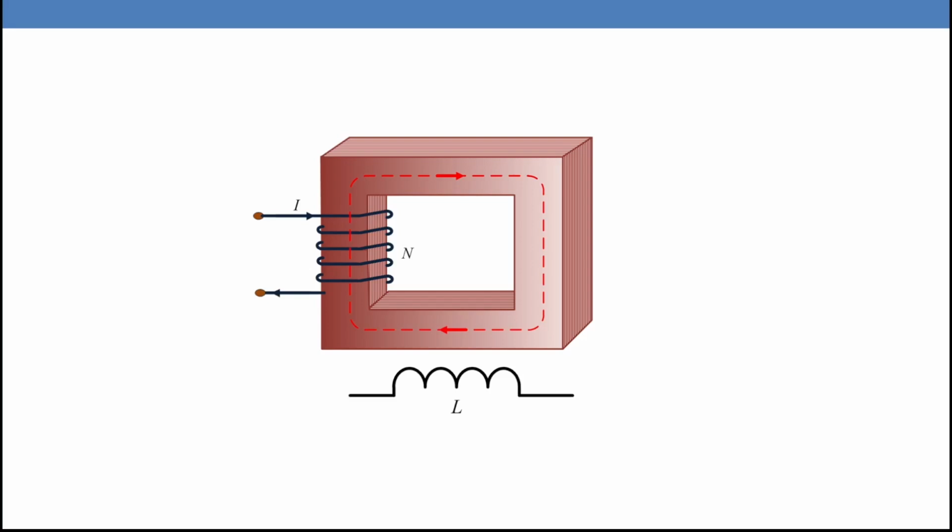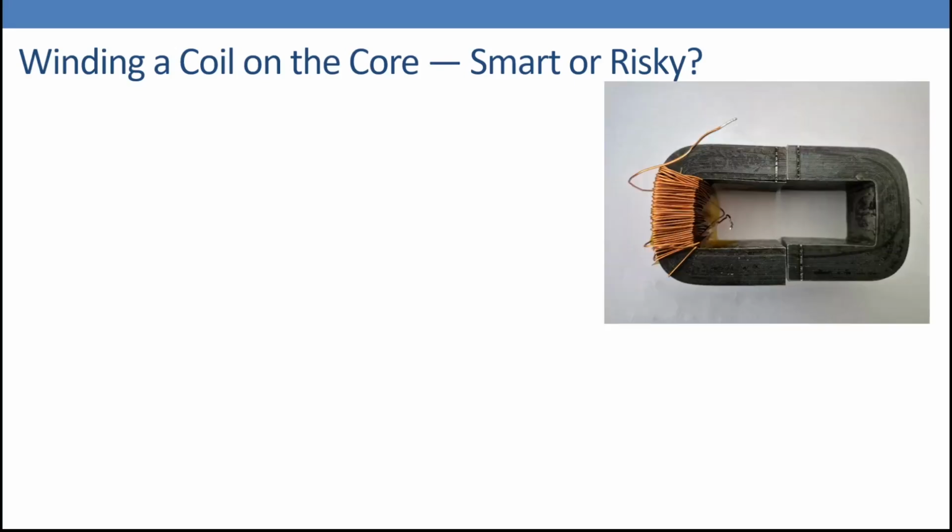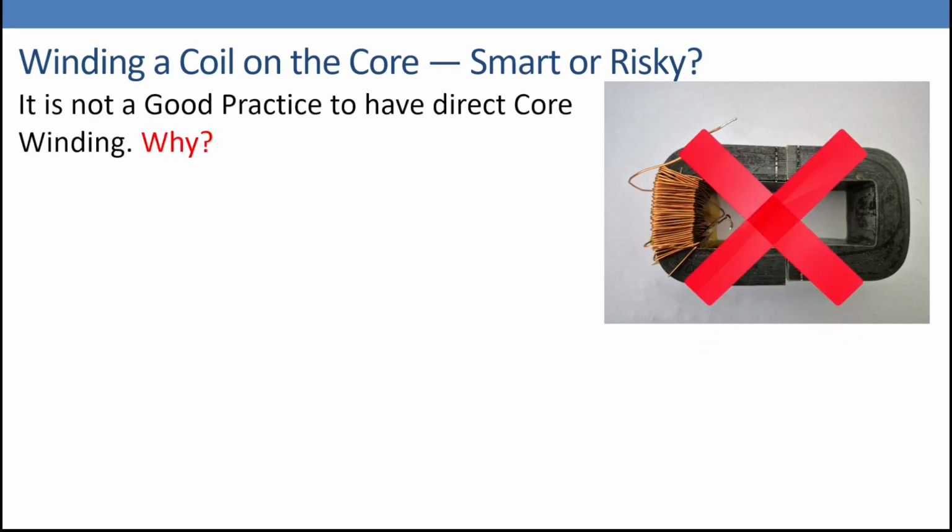So the question now is, to have a certain number of turns N, how to wind this coil around the core? To answer that, we need to ask ourselves another question: winding a coil on the core, smart or risky? If we have a magnetic circuit like this one, two C cores, and we try to wind it as we can see here, is that a good practice or bad practice? That one is bad, because you have a direct contact between the coil and the core. Not a good practice to have direct core winding.